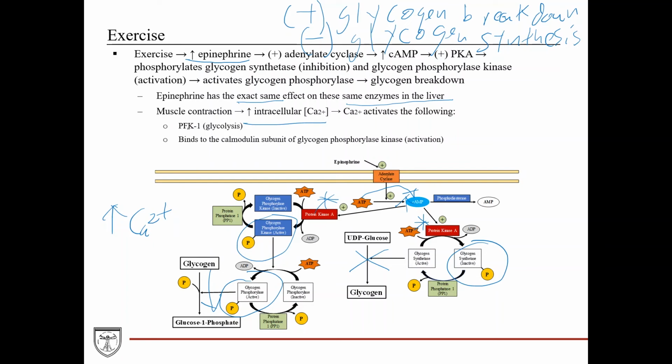First, it activates phosphofructokinase 1 or PFK1, which is a very key regulatory step in glycolysis, as we talked about. So it's going to increase glycolysis. The other thing is it binds to the calmodulin subunit of glycogen phosphorylase kinase, which activates it. So it's going to come over here and activate glycogen phosphorylase kinase, which is then going to further activate glycogen phosphorylase, which is going to further activate glycogen breakdown. And so again, this all stems back to the end goal here, where you want to break down glycogen to provide more glucose for glycolysis to power that exercising muscle, while in turn inhibiting glycogen synthesis.